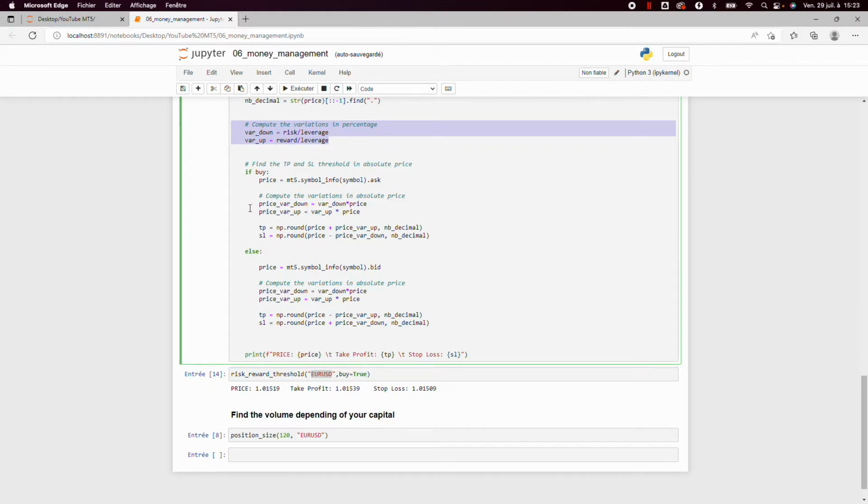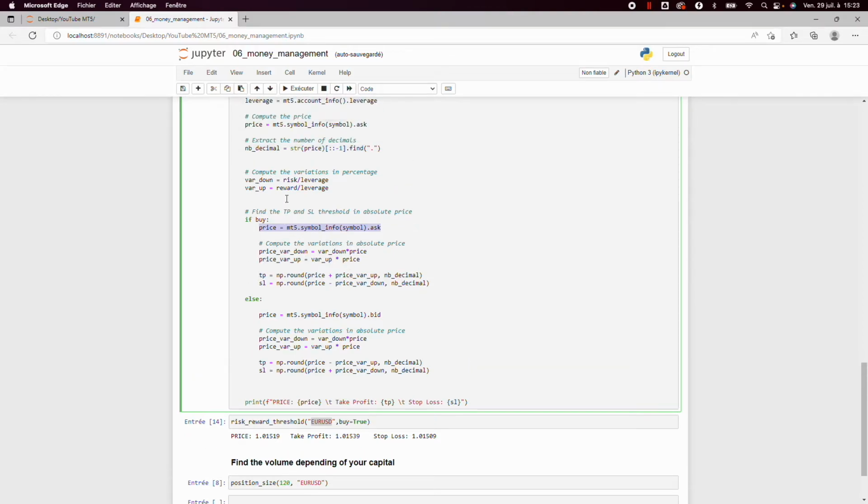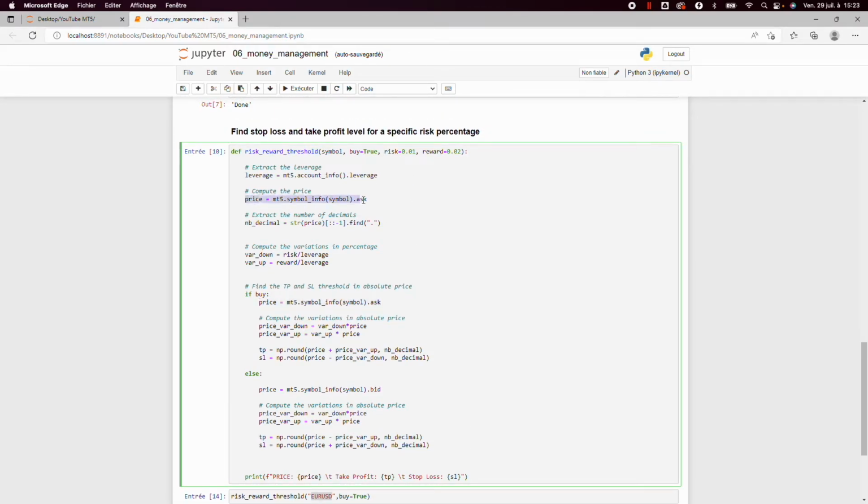So then it will be very simple to find the optimal take profit and stop loss. You will just import the price. So if it is a long position, we import the ask price. So here it was just to take the number of decimals. So if it was the ask price or the bid price, it doesn't matter.